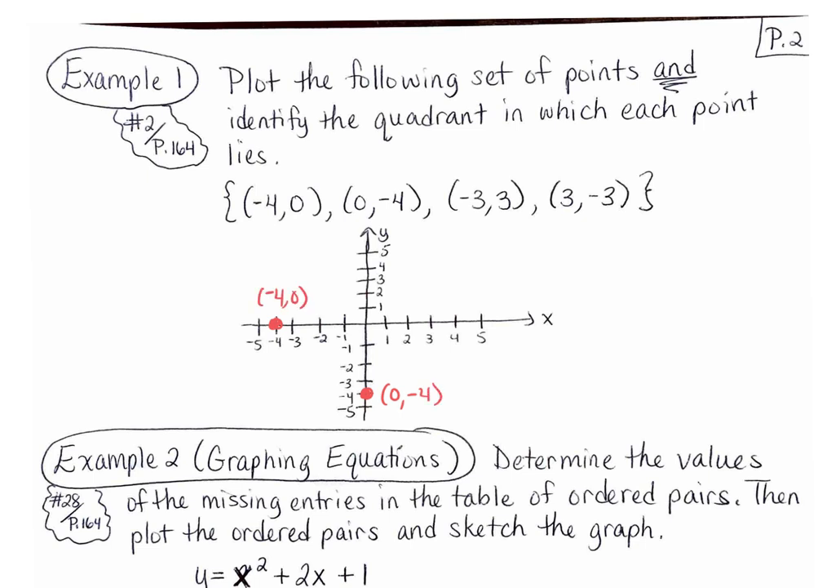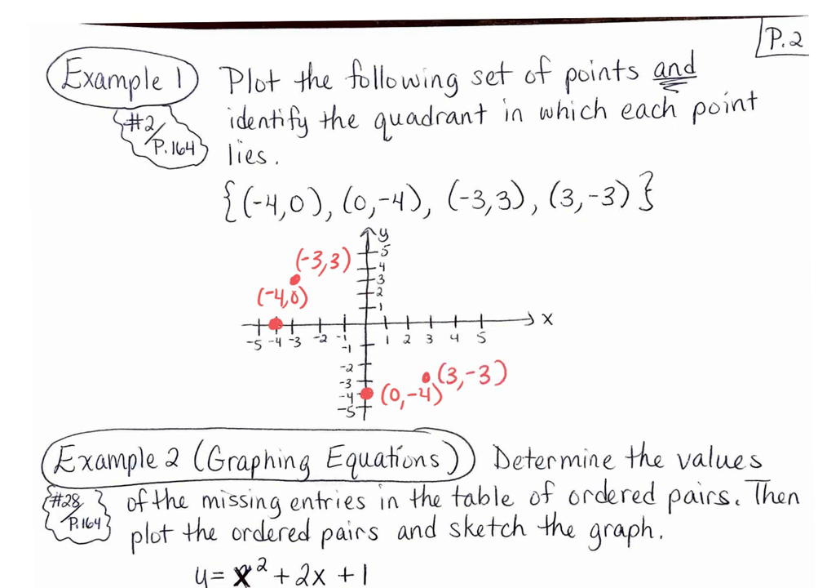Now, tell me about our next point. Starting at the origin, what do we do? Go left 3, and then go up 3. So right here. That's (-3, 3). Good. And then from the origin, down 3 right there. Good.